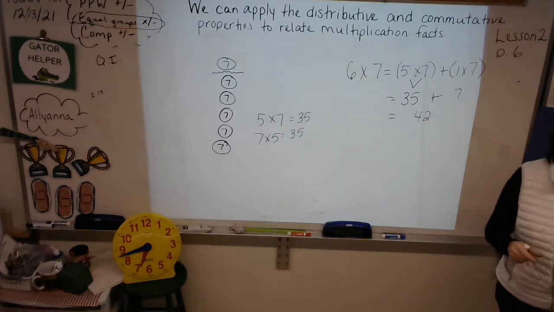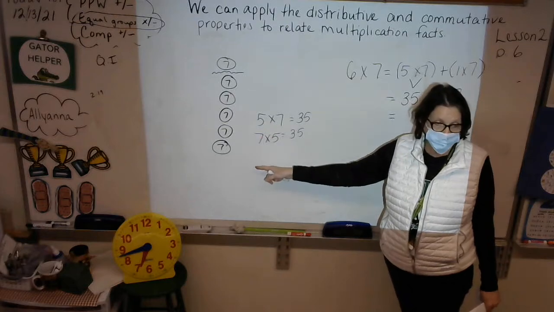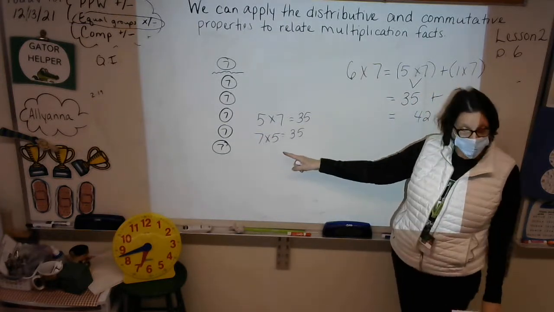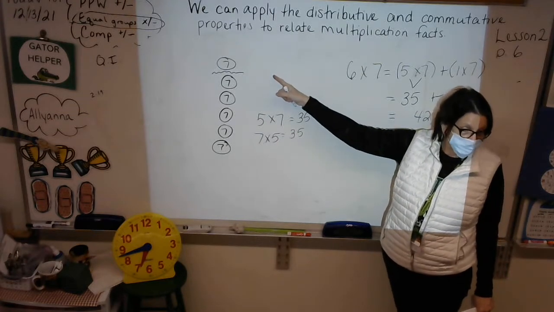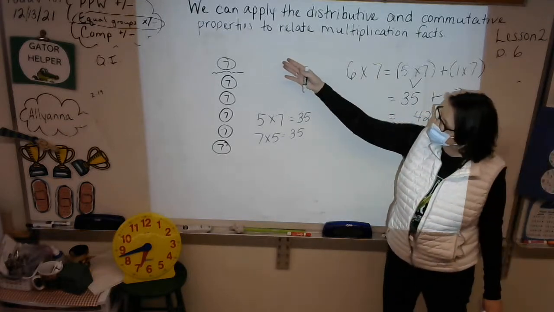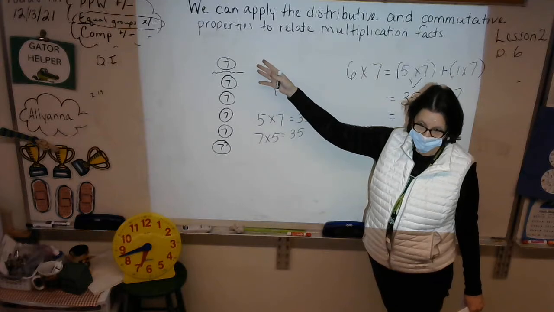So what did we do, boys and girls? We took this 5 times 7 when it was hard for us to skip count by 7. We used the commutative property so that we could skip count by 5. And then all we had to do is add one more 7, and that is the distributive property. We broke 6 7s up into 5 7s plus 1 7.